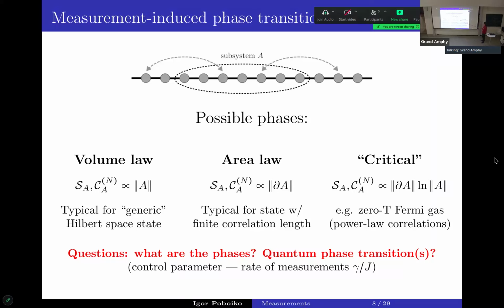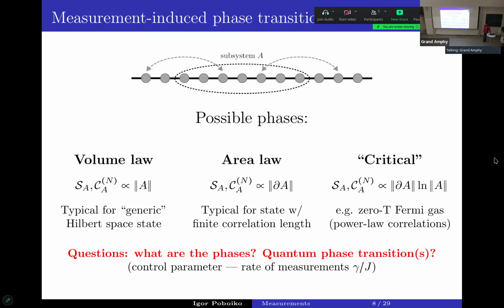One of the famous examples is the ground state of free fermions, or any other conformal field theory. In 2D, it also has this kind of logarithmic scaling of your entanglement. And the measurement-induced transition, let me formulate it formally, is the transition between different scalings in the thermodynamic limit of your entanglement entropy, let's say, when you change the control parameter, which is in our case the rate of my measurements. So the question we would like to ask is whether there is a transition between different scalings, and what the transition is, what the phases are, what the universality classes are, and so on and so on.